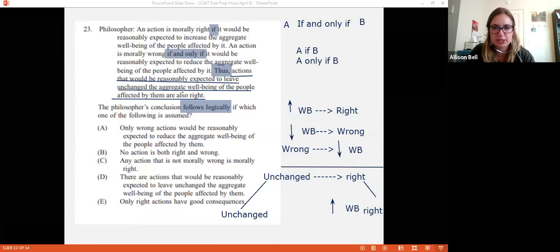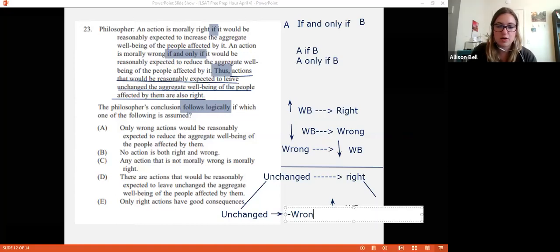Well, if it hasn't changed it, then it hasn't made it go down. And we know that if it's wrong, it must have made the well-being go down. So the contrapositive of that would be, if it didn't make the well-being go down, it can't be wrong. So if it's unchanged, it can't be wrong according to the contrapositive. So I'm going to say, based off that inference, if it's unchanged, then it's not wrong.